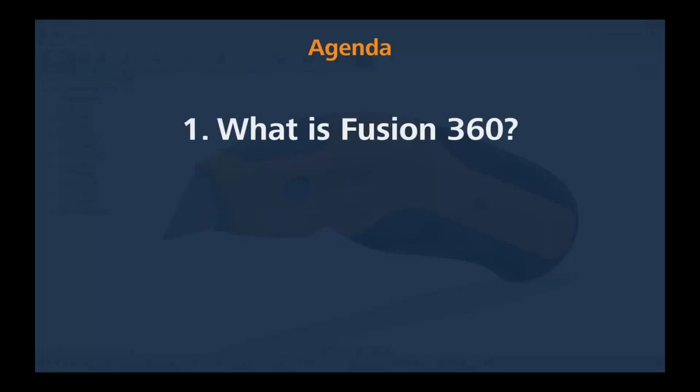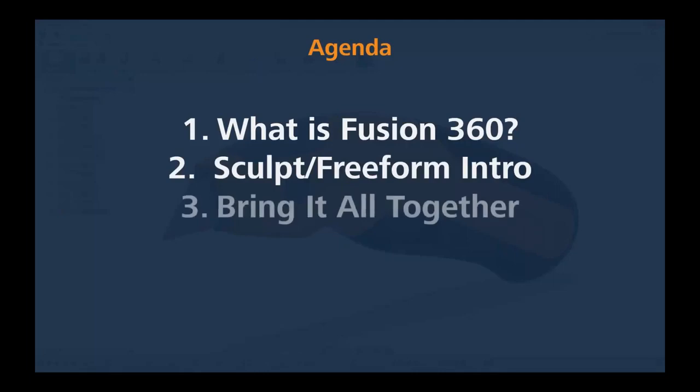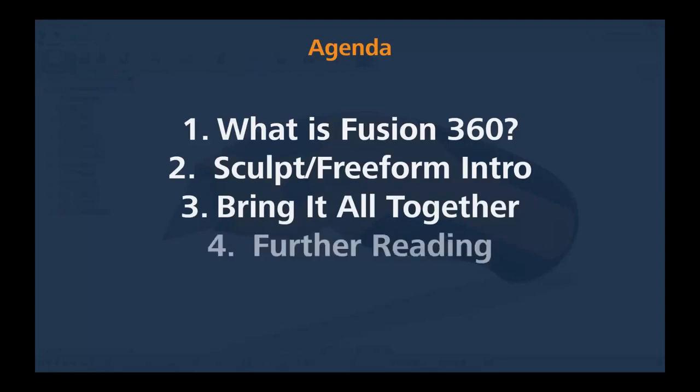Our first area that we'll look at is what is Fusion 360, a little bit about the background of Fusion 360, some of the issues that it solves. We'll look at Sculpt and Freeform and give you an introduction into those areas. After we've done the introduction, we'll bring it all together by working through some practical examples. I'll spend a little bit of time with you looking through where you can find some further information around some of the tools that we look at today and broader Fusion 360.